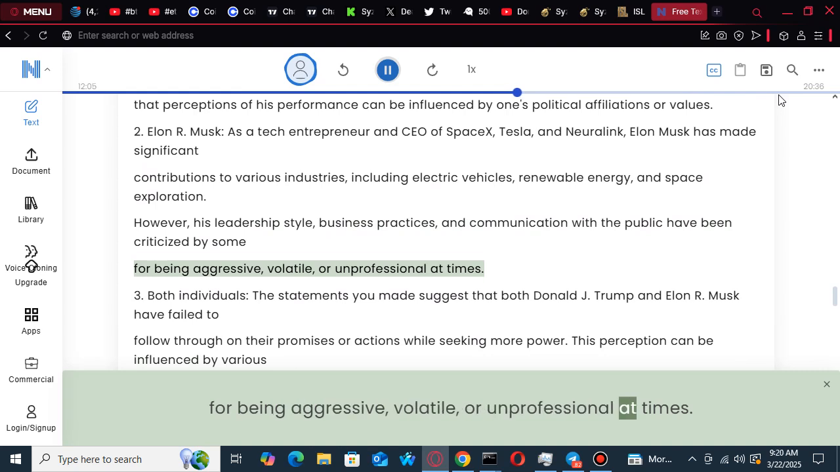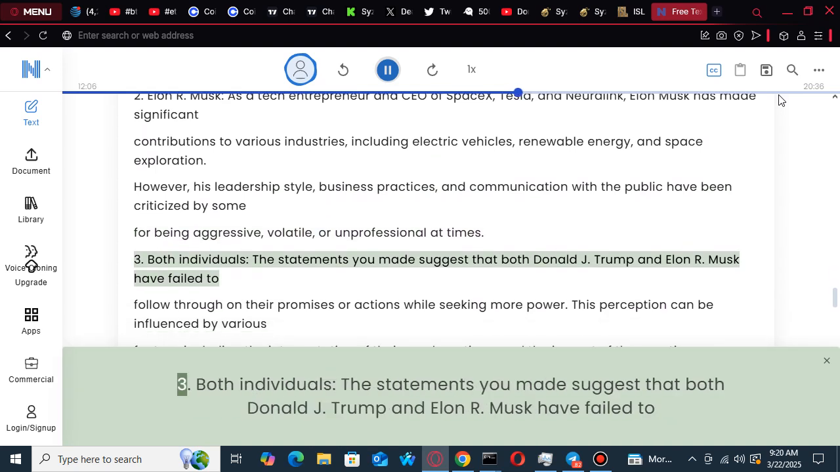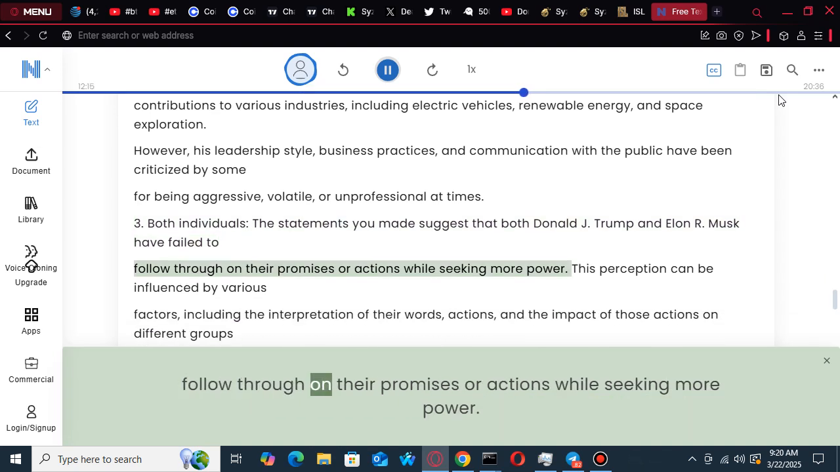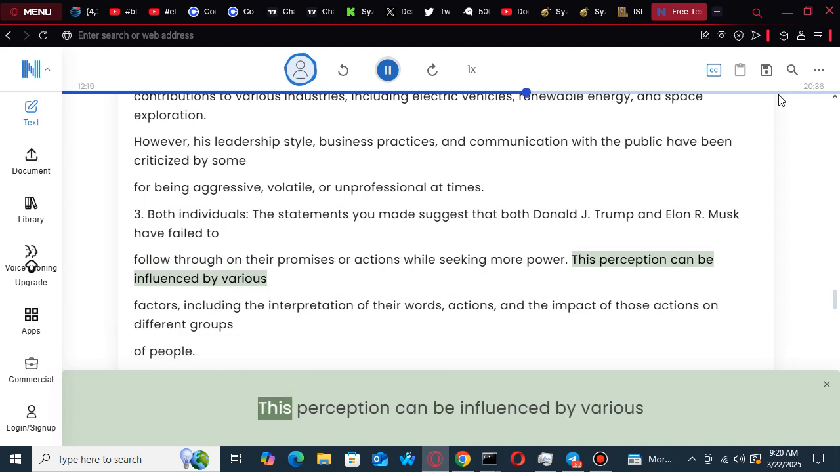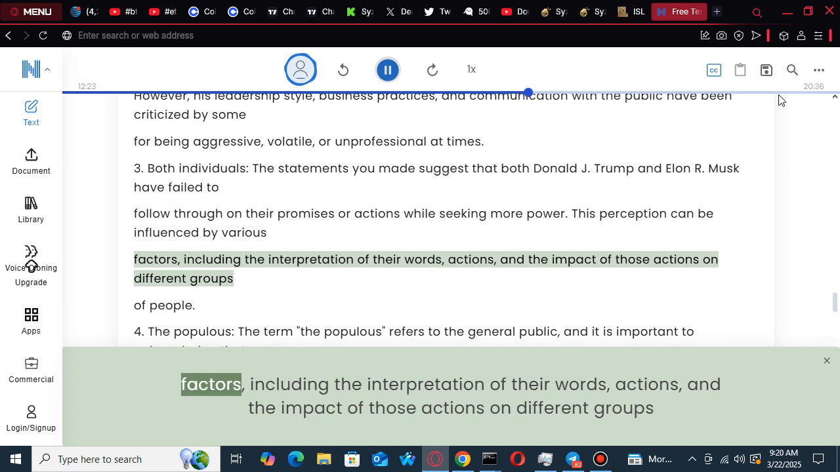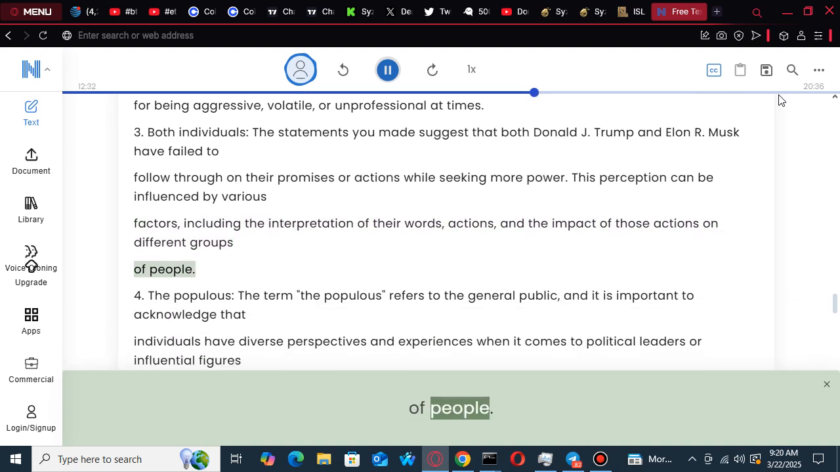3. Both individuals. The statements you made suggest that both Donald J. Trump and Elon R. Musk have failed to follow through on their promises or actions while seeking more power. This perception can be influenced by various factors, including the interpretation of their words, actions, and the impact of those actions on different groups of people.